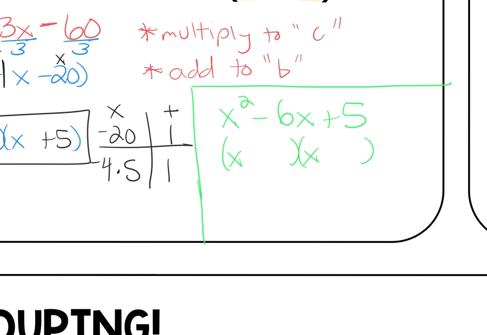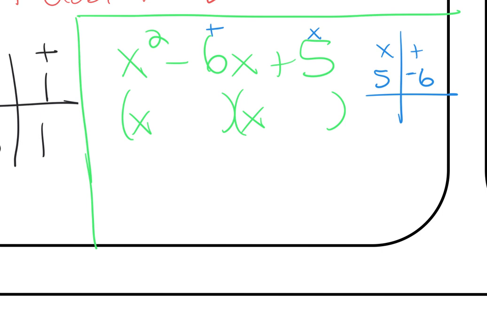In this case, what do the mystery numbers need to multiply to be, guys? I'm looking for numbers that multiply to be what? 5 and add to be -6. So what's that going to be? What can multiply to be a +5 and add to be a -6?